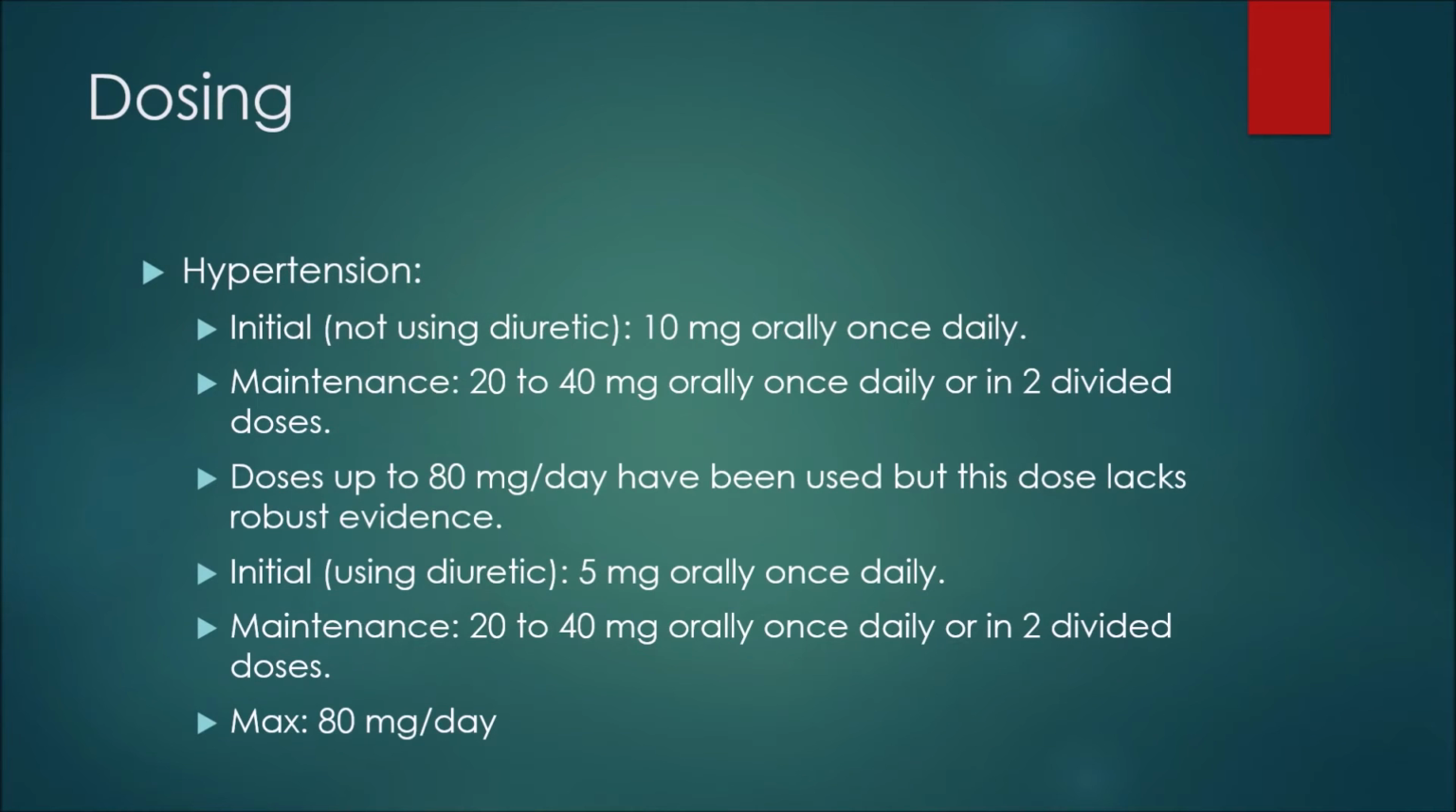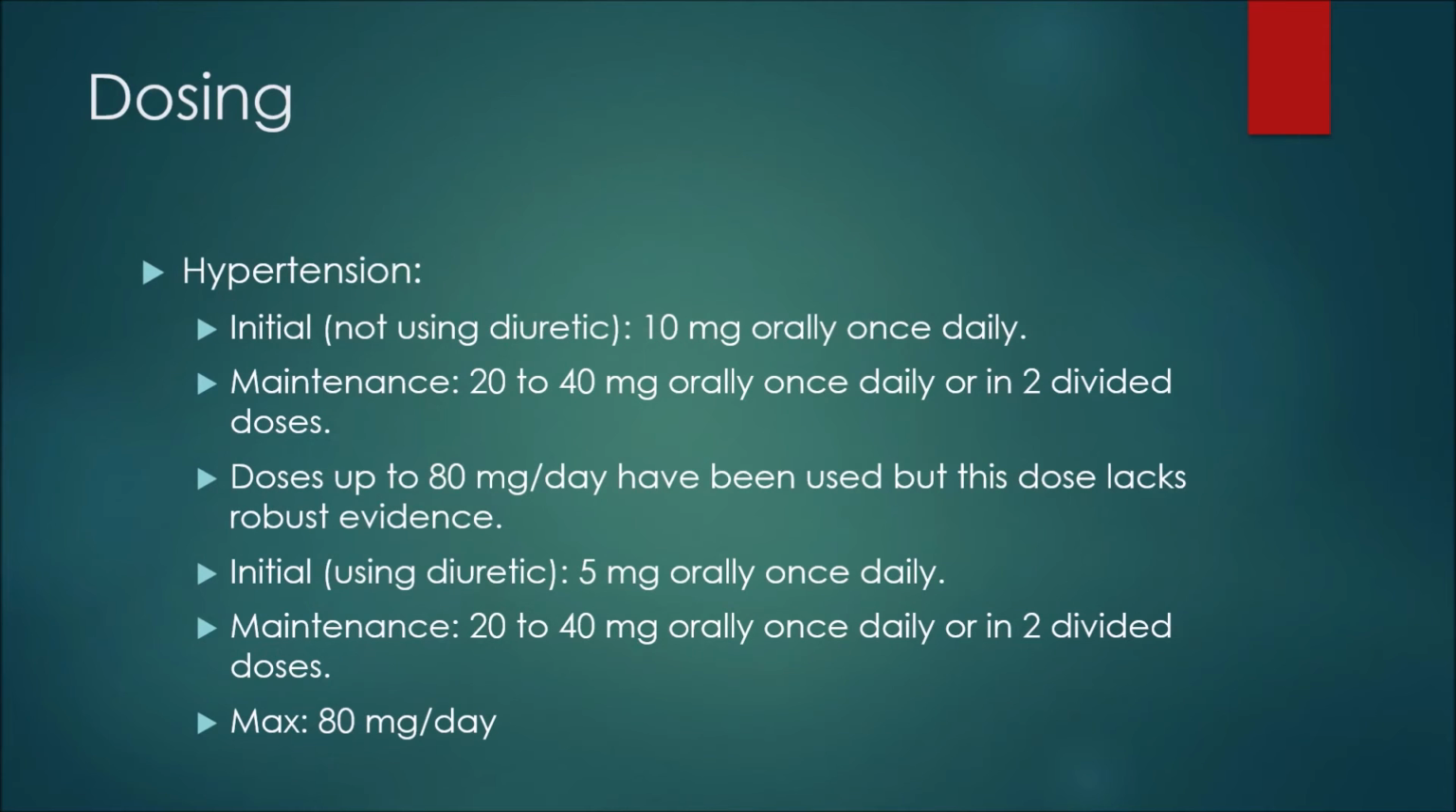Now for some examples of dosing. So in the treatment of hypertension or high blood pressure, the initial dose in patients who are not using a diuretic would be 10 milligrams orally once daily. For a maintenance dose, we would typically see 20 to 40 milligrams orally once daily or in 2 divided doses. Doses up to 80 milligrams per day have been used, but this dose lacks robust evidence.